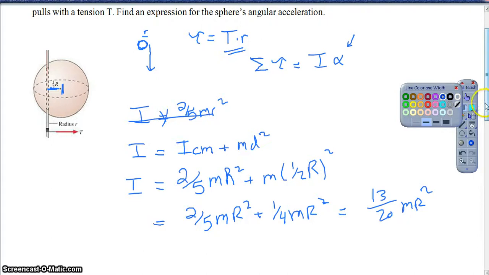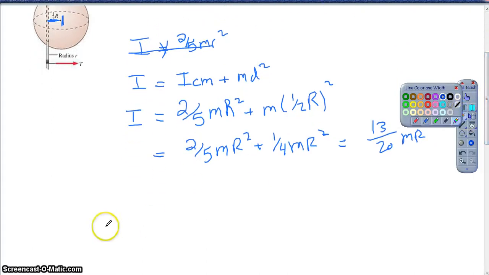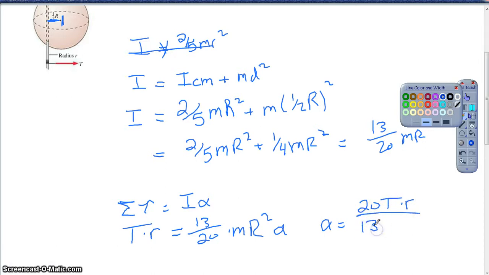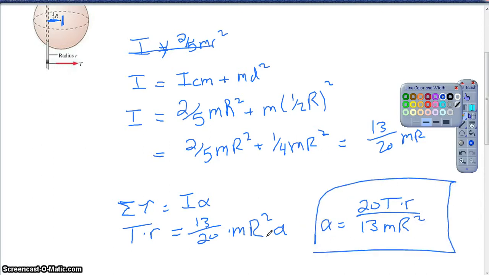So bringing this all together, my net torque equals my moment of inertia times my angular acceleration. I now know my net torque is t times the lowercase r. My moment of inertia is 13/20 times m capital R squared, and then alpha. So solving for alpha, which is what they wanted me to find, would be 20 t times r divided by 13. There's my 20/13, if you will, and then m capital R squared. And that, unfortunately, is not terribly clean, but that is as simple as it goes.